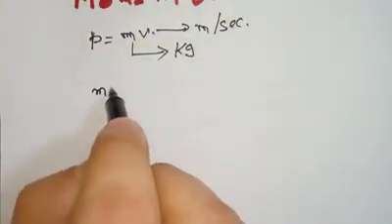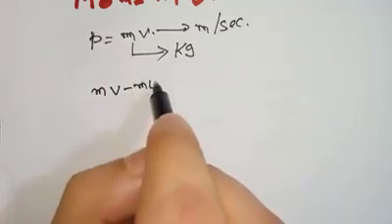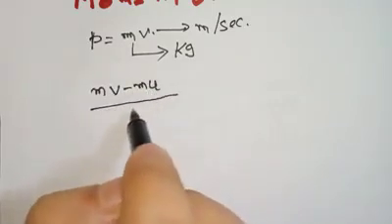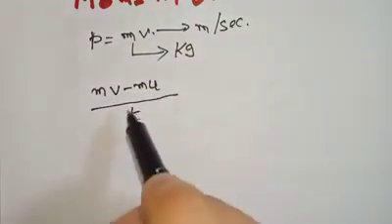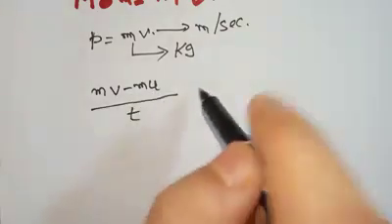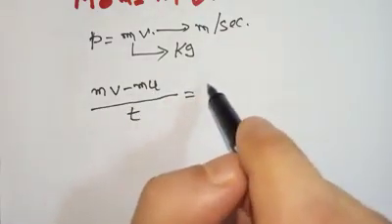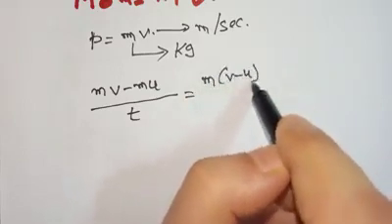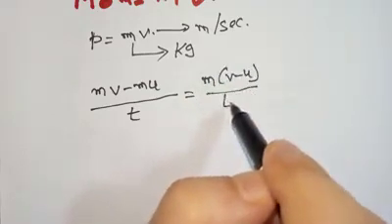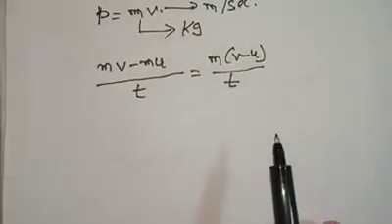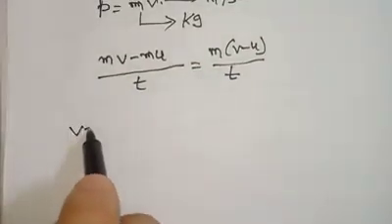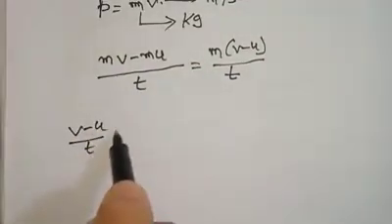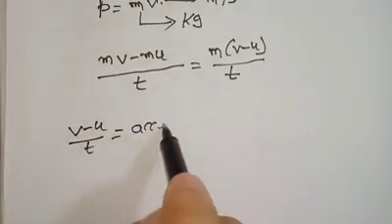It would definitely be (mv minus mu) whole divided by t. This is the final, this is the initial. So final minus initial gives us the rate of change of momentum. And from here we can write m times (v minus u) whole divided by t. Now what is v minus u divided by t? We know v minus u divided by t gives us acceleration.